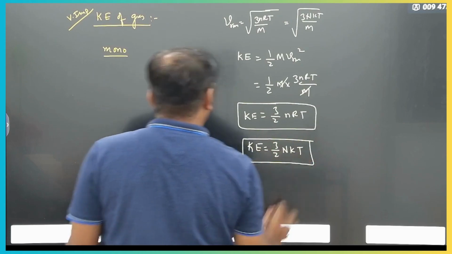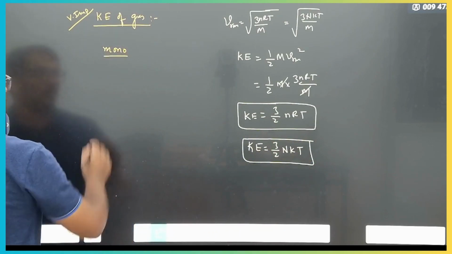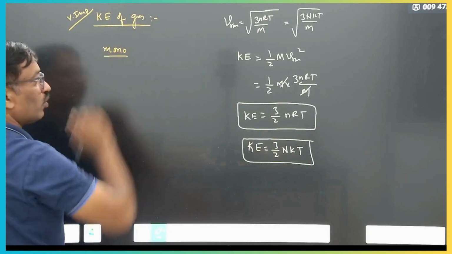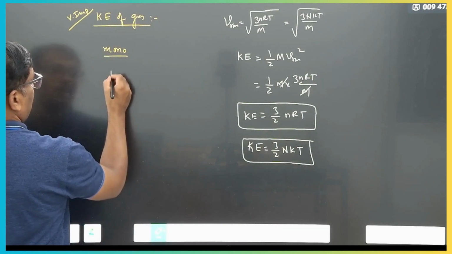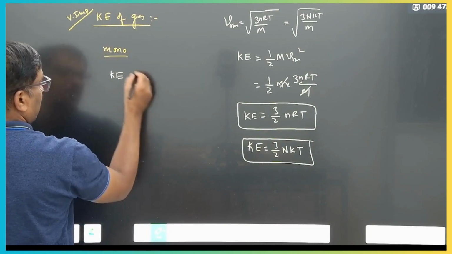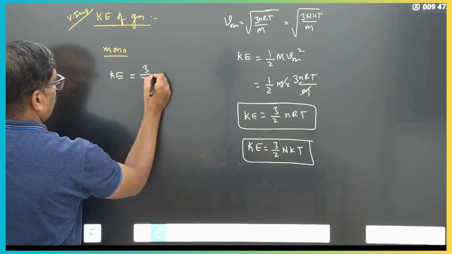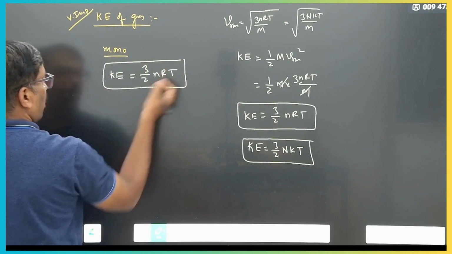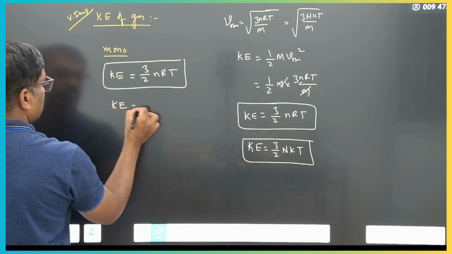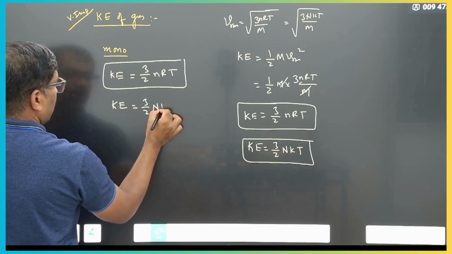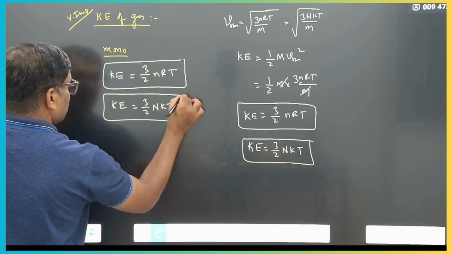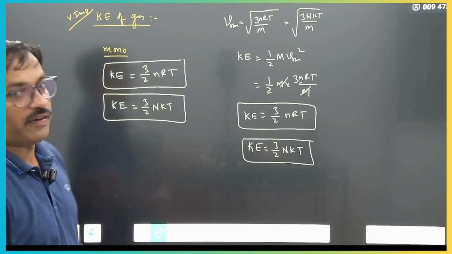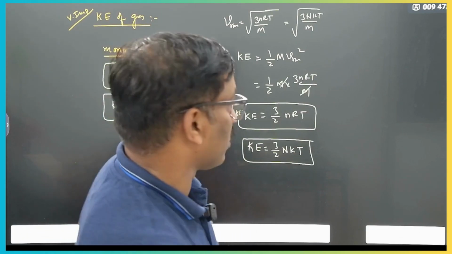very important, for monoatomic gases, because we derived all these equations for monoatomic gases. So the kinetic energy for a monoatomic gas is given as 3 by 2 nRT. This is in terms of the number of moles and the R value. And 3 by 2 nkT is in terms of the number of molecules or atoms, using the Boltzmann constant.